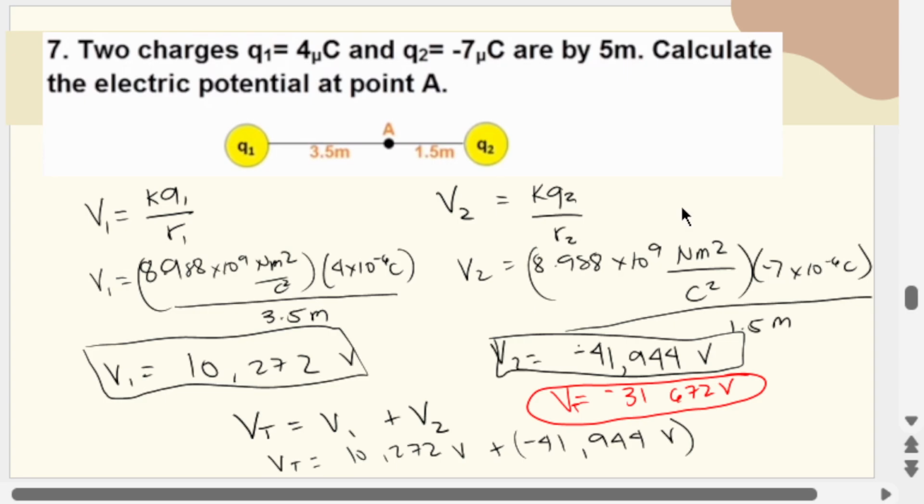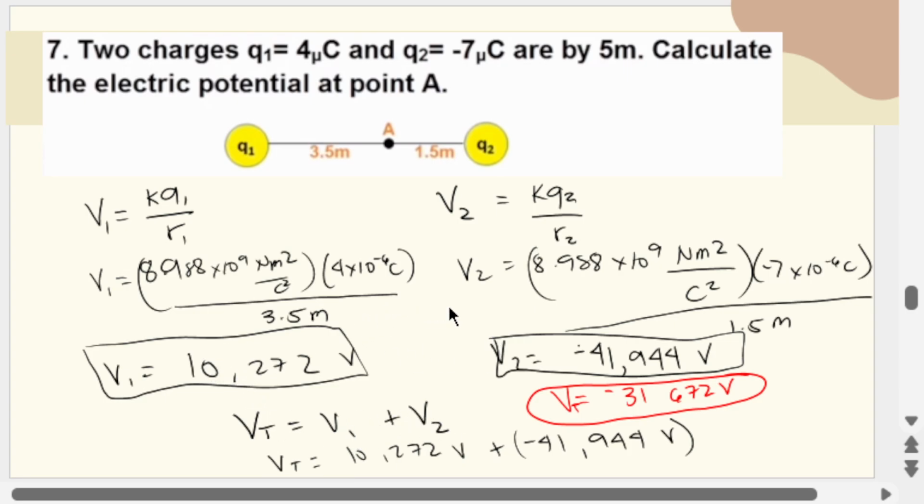Okay, so our answer is negative 41,944 volts. Because, as I have demonstrated before, we need to add them both, since they both are experienced by A. So, VT is equal to V1 plus V2.